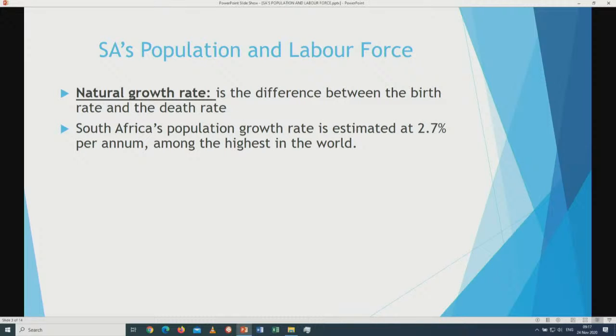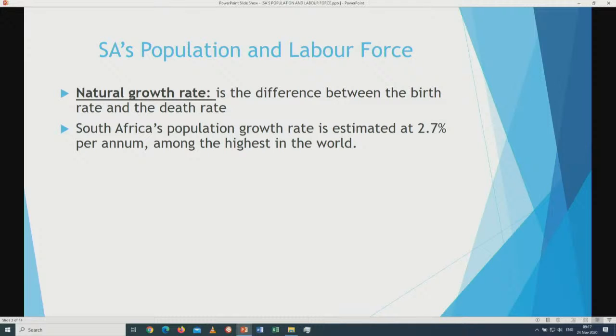So South Africa's population growth rate, as we speak, is estimated at 2.7 percentage points per annum. And we are regarded to be among the highest in the world in terms of population growth rate. Remember, our economy is growing at less than 1%. The last time our economy was growing, I know we've had some recessions in a number of quarters this year and in 2019.